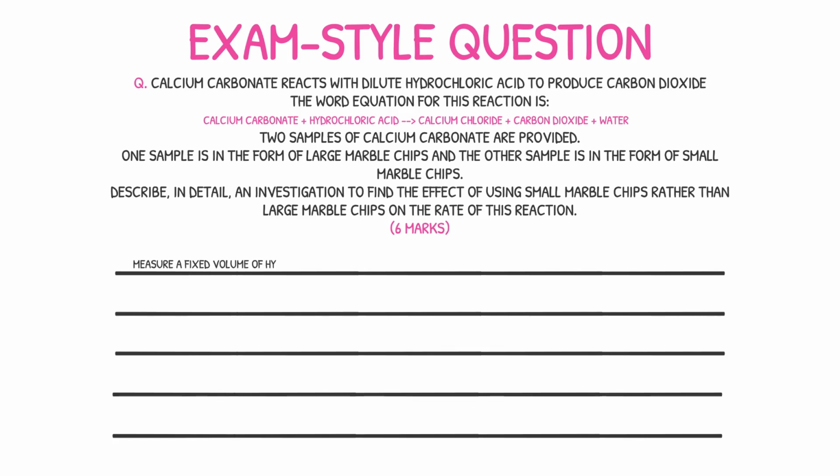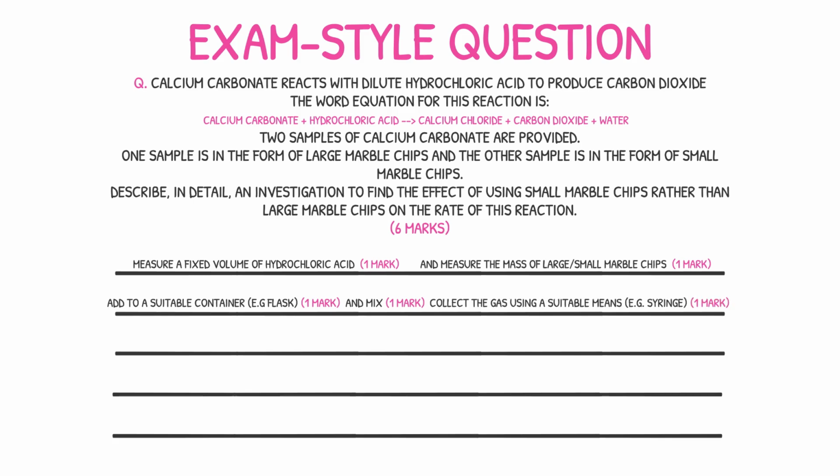Measure a fixed volume of hydrochloric acid and measure the mass of large or small marble chips. Add both to a suitable container, such as a flask or beaker, and mix the two together. Collect the carbon dioxide gas formed using a suitable means, such as a gas syringe. Measure the volume of gas produced and the time taken to produce it.